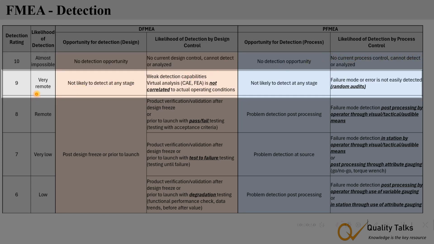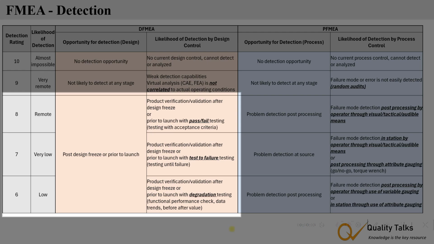Now coming to detection rating 9, very remote, not likely to detect at any stage. Here weak detection capabilities: virtual analysis, CAE or FEA, is not correlated to actual operating condition. Virtual analysis is available but it is not correlated with actual operating condition. In the process, not likely to detect at any stage, failure mode or error is not easily detected. It is being detected in some of the random audits.